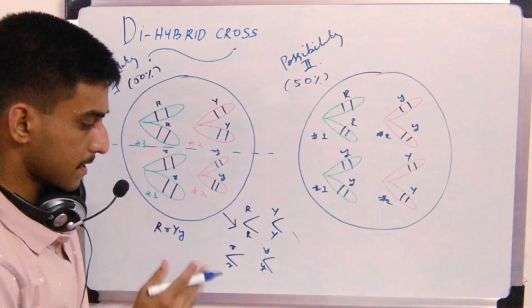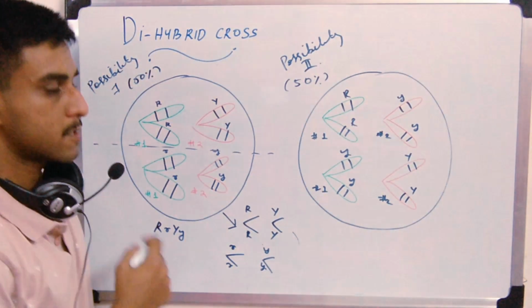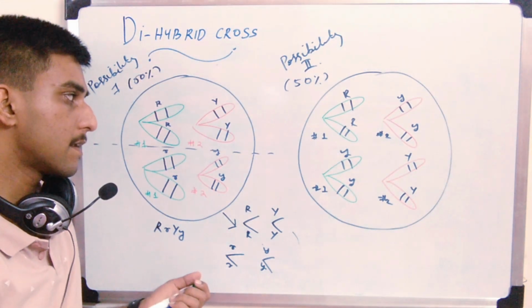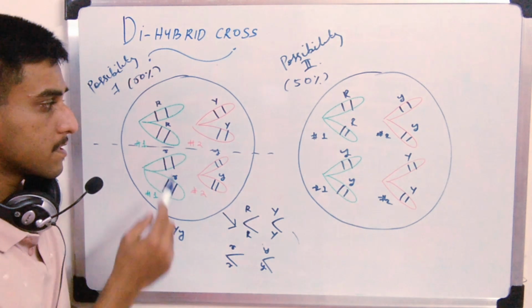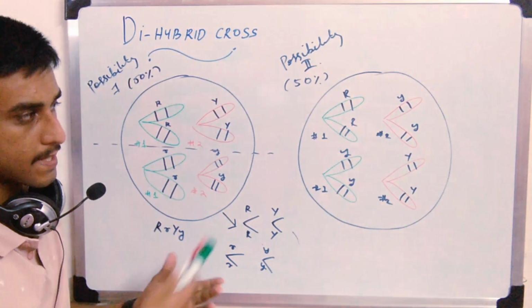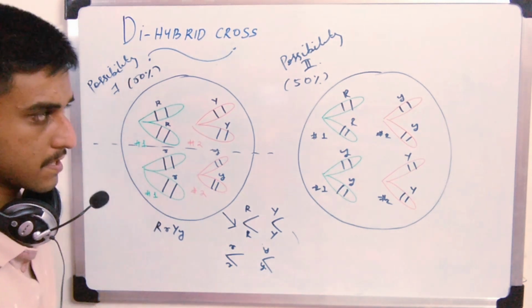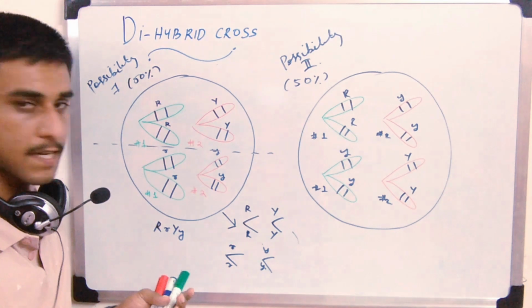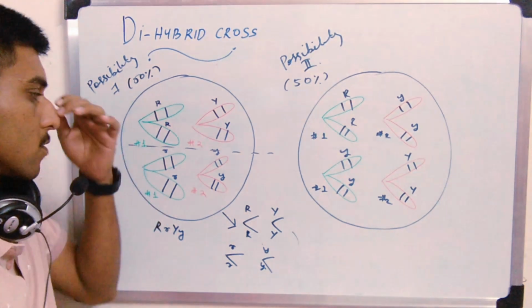So this is the possible condition, right? First possibility is, there are actually two possibilities. The possibility one is that, actually this is known as cis form, and that is the trans form, or it is known as the repulsive form. Actually that is not needed, but I am saying it for your information.